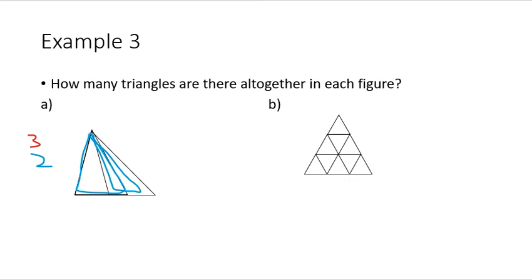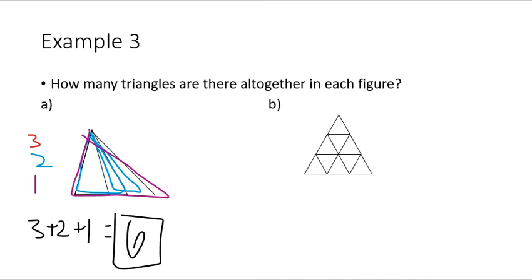And then at the very end we have, let's go purple, 1 big triangle. So at the very end of the day, that's 3 plus 2 plus 1 is equal to 6 triangles altogether. Last one.